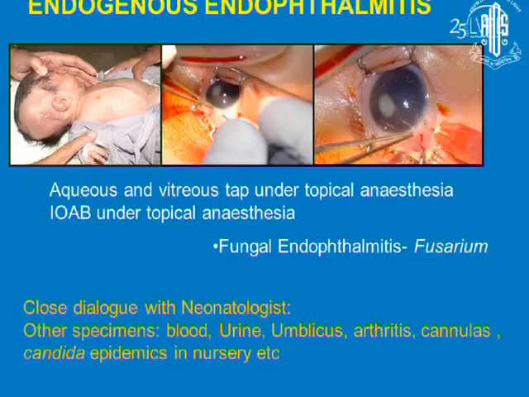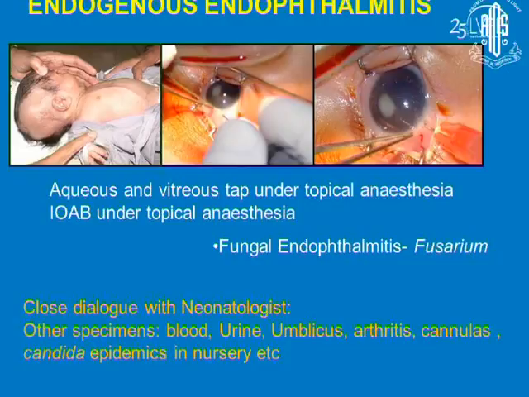So I think what it highlights is that a close dialogue with the neonatologist is required, and we must find out whether there is any other blood culture report or urine culture, umbilical sepsis, any arthritis, because they get septic arthritis, any cannulas which were put and whether they were cultured. So was there any candida epidemic in the nursery? Sometimes they have these epidemics.